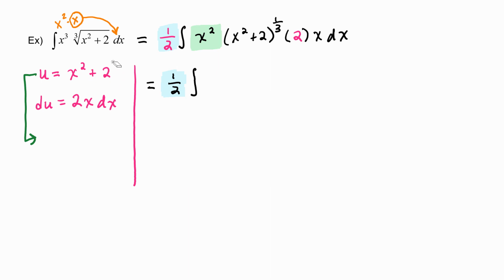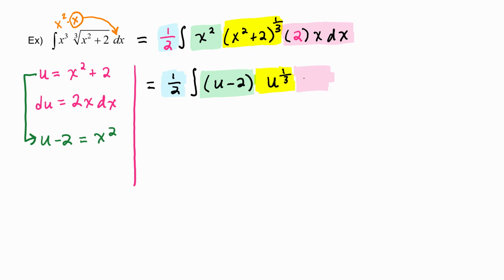So all we need to do is move the plus 2 over to the left hand side as a minus 2, and we get u minus 2 is equal to x squared, which means anywhere that we see x squared, we can replace it with u minus 2. So this x squared right here becomes u minus 2. Then we have the quantity x squared plus 2 to the 1/3 power that we are going to replace. And in the u variable, that will become u to the 1/3. And then finally, we have 2x dx, which is going to get replaced with du.